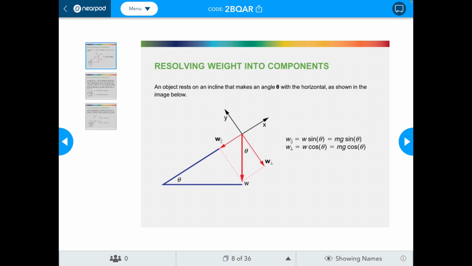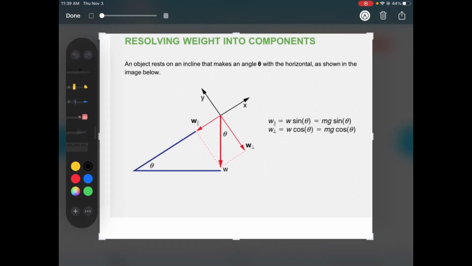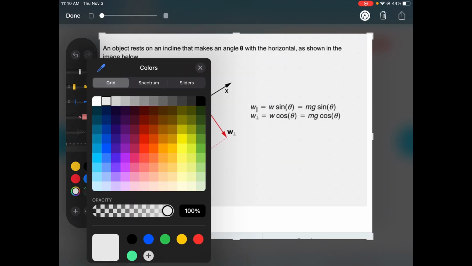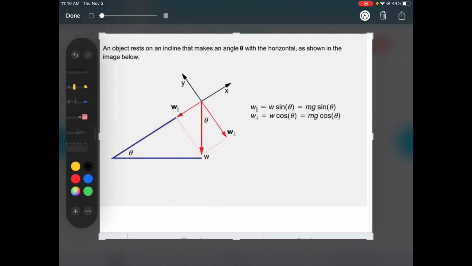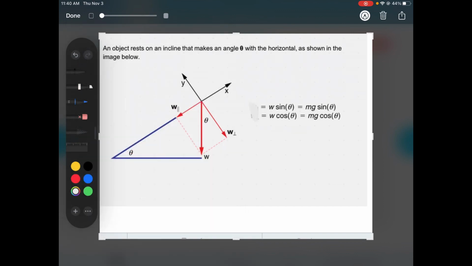So this one here kind of breaks down the weight into its components. I'm going to go ahead and screenshot this because I want you to write this on your notes, but I'm going to make some changes to it because, again, it has a different version of what I like to have labeled here.